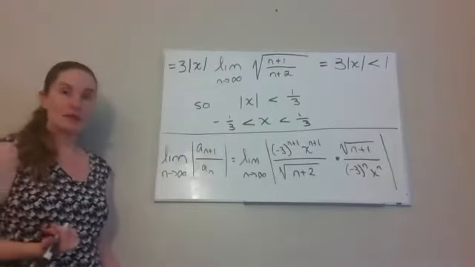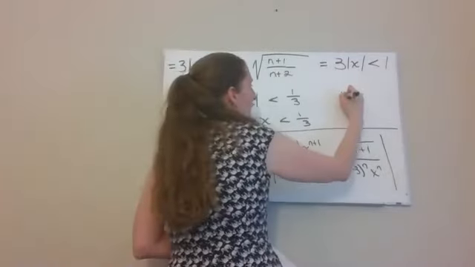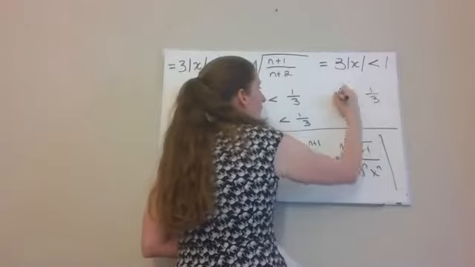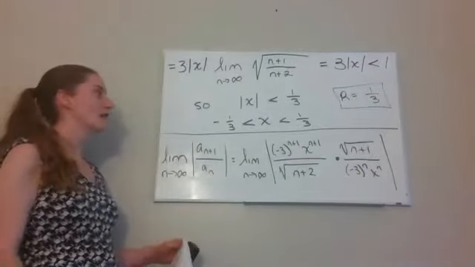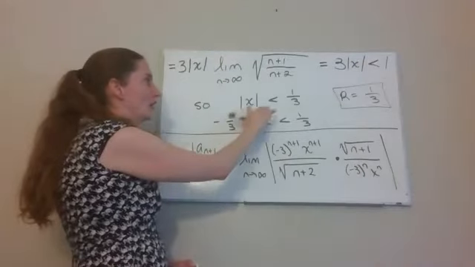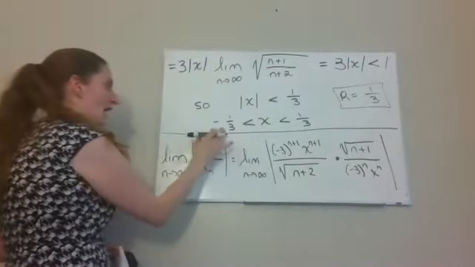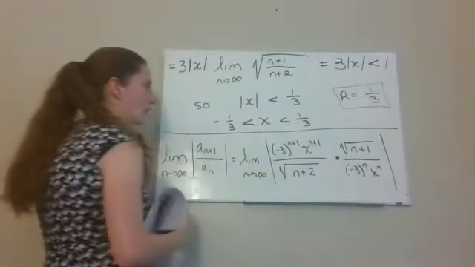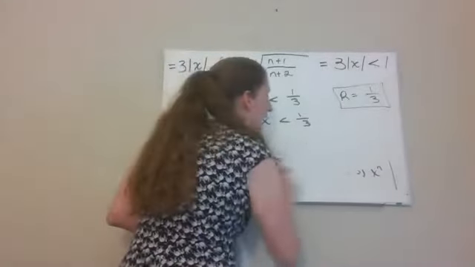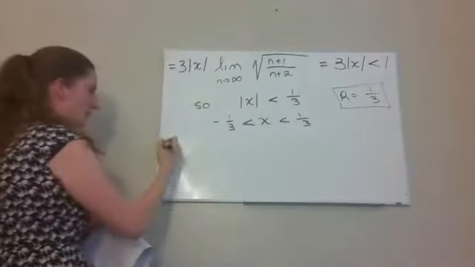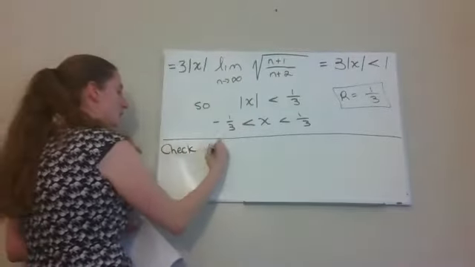So I'm almost done now. We have our radius of convergence. My radius of convergence is 1/3. You have your radius of convergence as soon as you have it set up as absolute value is less than that number. And for the rest of this, I have to check my endpoints, negative 1/3 and positive 1/3, to see if they're included in my interval of convergence. So let's check those endpoints.